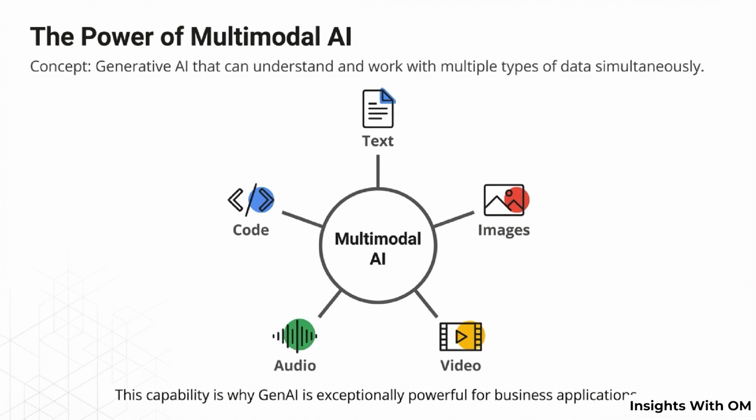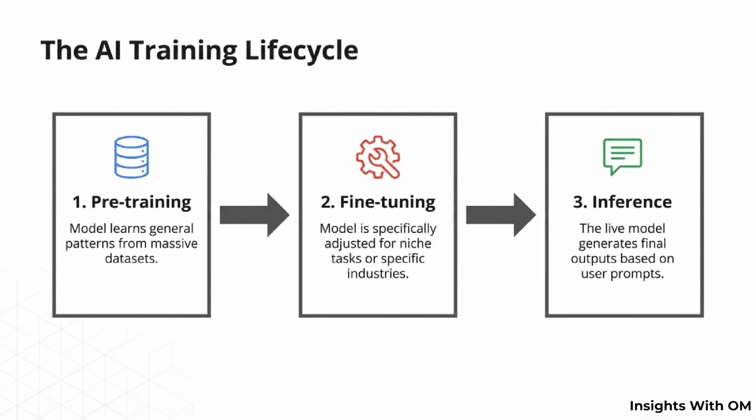The fundamental section also covers how AI models are trained. The first stage is called pre-training, where the model learns general knowledge from enormous datasets. The second stage is fine-tuning, where the model is adjusted to perform specific tasks better. The final stage is inference, which is when the trained model generates answers or content for users.